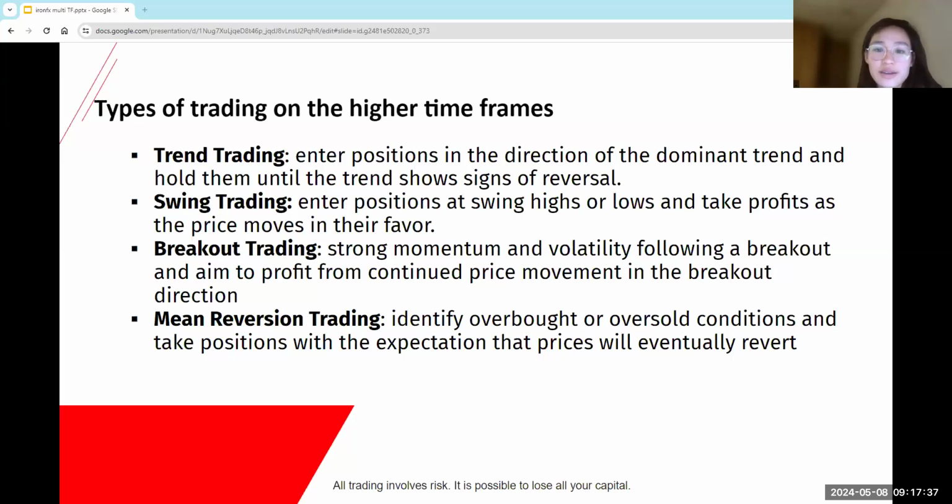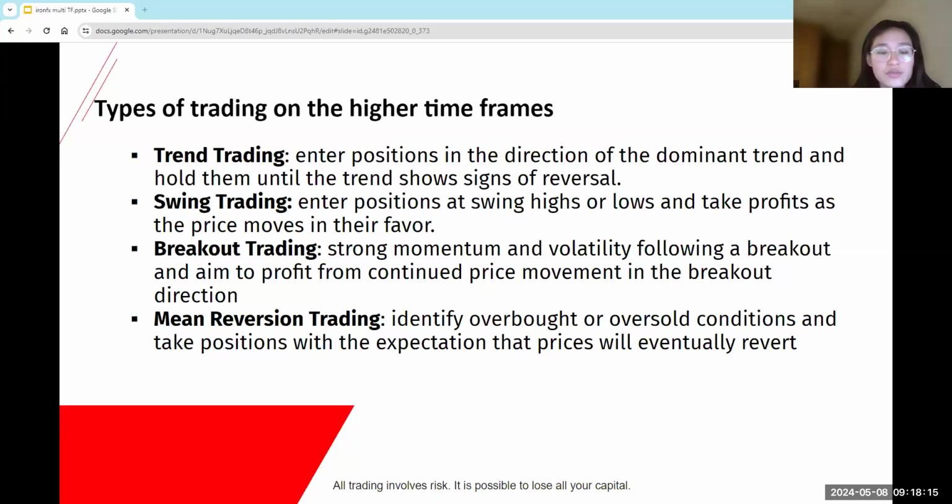Swing trading involves entering positions at the swing highs. So it's more of a shorter term trading strategy because we're looking at a price swing within a larger trend. That's why we'll trade this on a higher time frame. So traders will aim to take positions at swing highs or swing lows and take profits as the price moves in their favor. This strategy typically involves holding positions for several days to weeks, taking advantage of price oscillations.